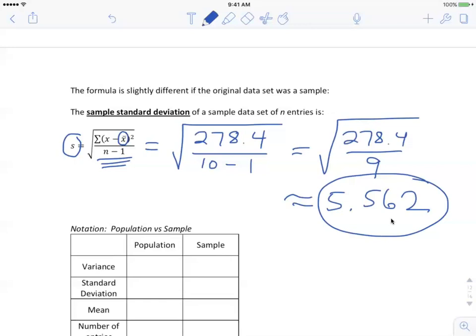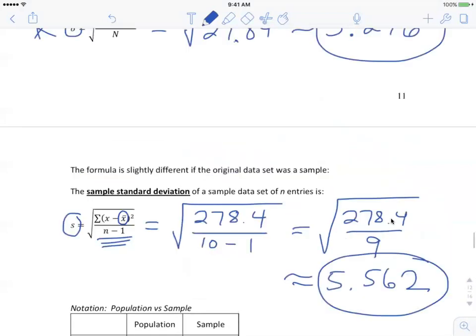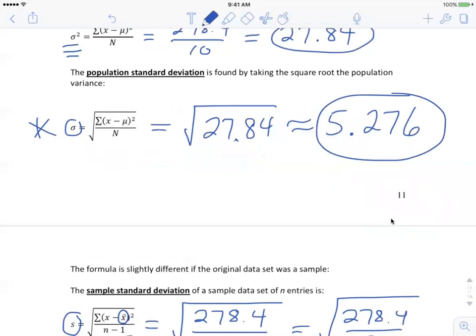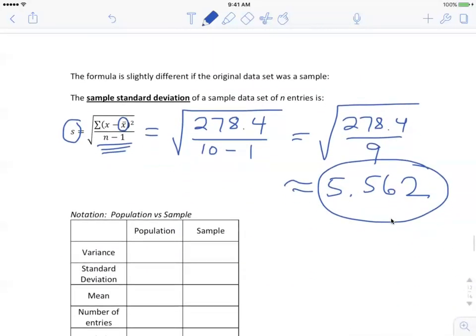Now, how do you know which one to use, population standard deviation or sample? Look at the wording of the problem. Is the data set you're using a population or is it a sample? If it's a population, you do the population way, with capital N. If it's a sample, you have to remember to subtract 1 from the sample size. And that's pretty much it. A little bit of work involved, kind of tedious because of a lot of calculations, but once you get the system down, it's not too bad.